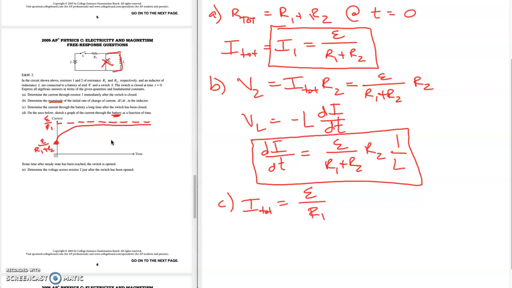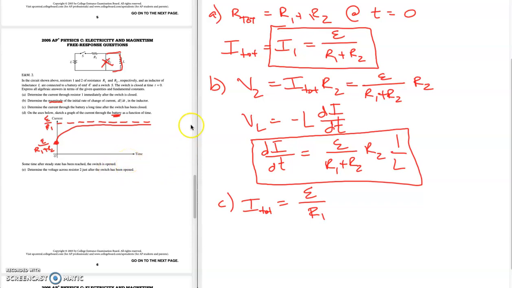Okay, now in part C, of course, they're going to change the rules on us. They're going to reopen the switch. So after it has reached steady state, which means the current in the circuit is I total, E over R1, that's the current that we're going to play with. The current from part A is done. What's the voltage across resistor 2 just after the switch is opened?